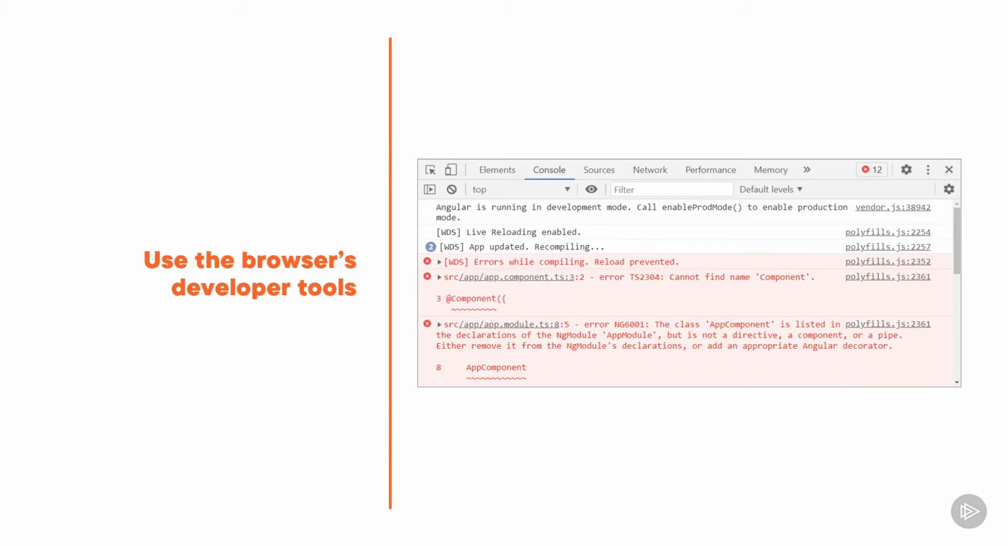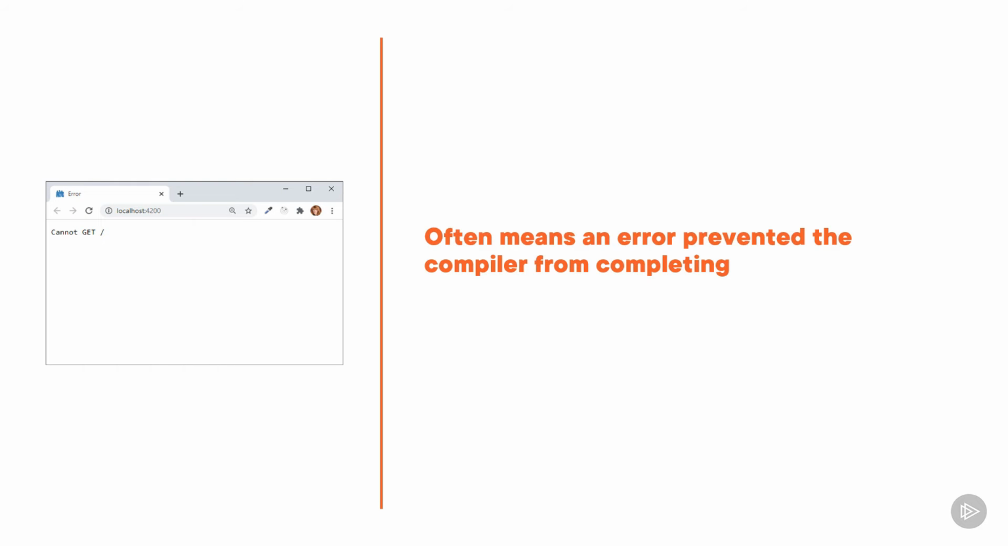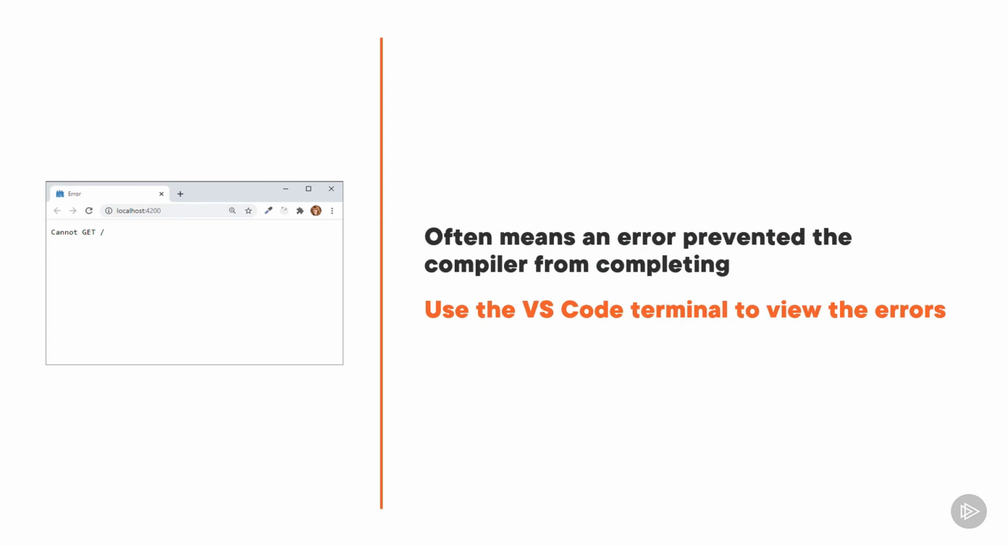The browser's developer tools can also be helpful. The console will display error messages and debug information. Again, scroll up to the first message after the last compile, as that error is often the root of the problem. If you see "cannot get" in the browser, that often means an error prevented the compiler from completing, and it didn't create the JavaScript files that the browser needs, so the browser couldn't get them. If this occurs, use the VS Code terminal window to view the errors.